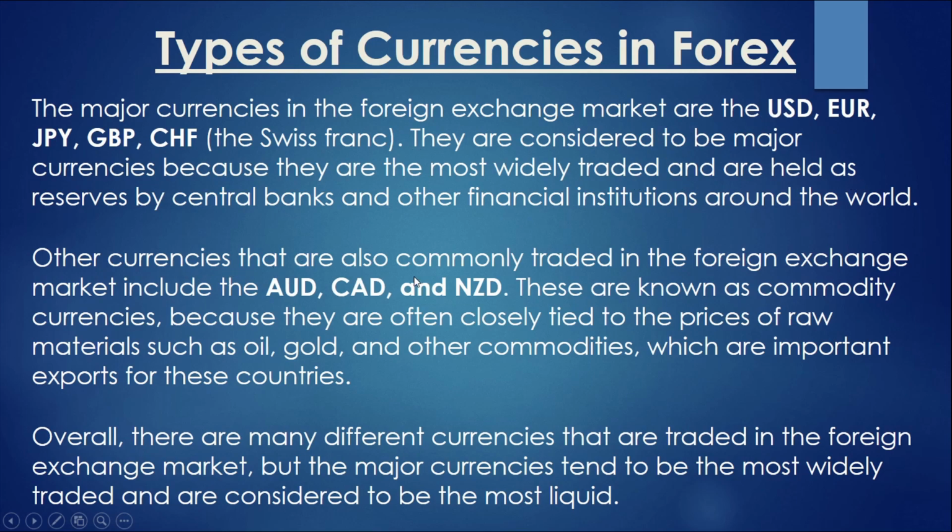Other currencies that are also commonly traded in the Forex exchange market include the AUD, which is the Australian dollar, the CAD, which is the Canadian dollar, and the NZD, which is the New Zealand dollar. These are also known as commodity currencies because they are often closely tied to the prices of raw materials such as oil, gold, and other commodities, which are important exports for these countries, right?